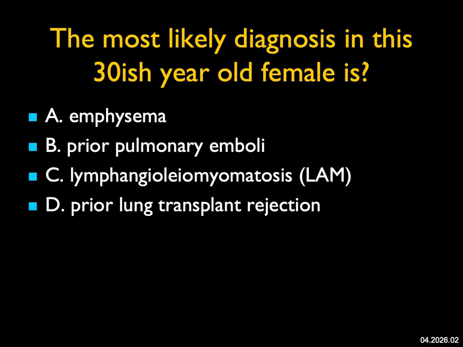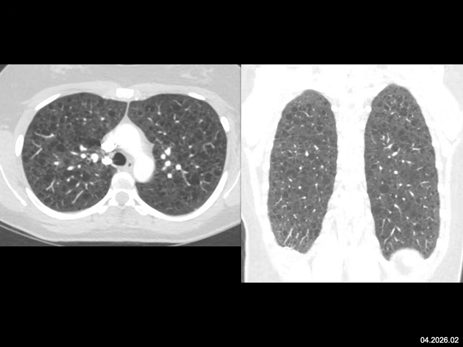The most likely diagnosis in this 30-ish-year-old female is, well, when you look at the lung fields, you see multiple cysts bilaterally. There's no pneumothorax, there's no adenopathy. This is not emphysema because it's multiple specific cysts that are all about the same size and shape and involve the entire lung. It's not prior pulmonary emboli with some lung injury, that's more focal. It's not the appearance of prior lung transplant rejection.